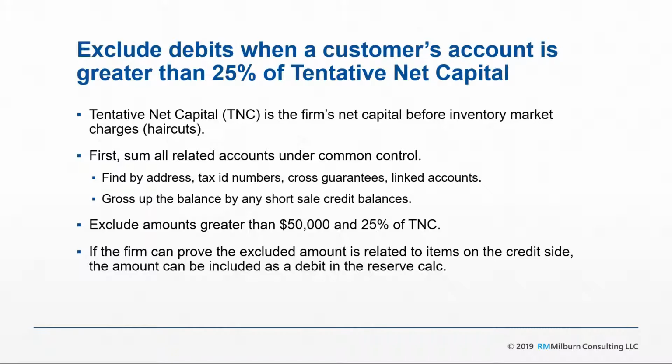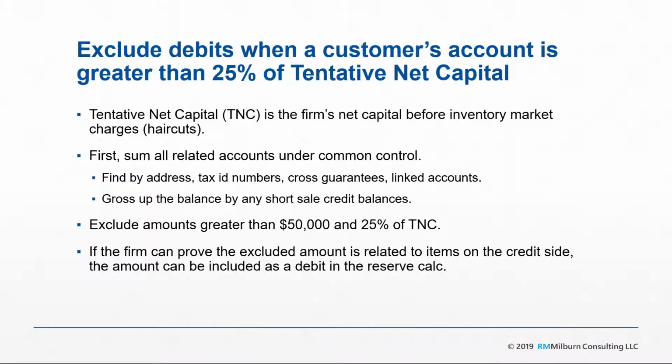All right, now we're going to talk about concentration charges. Concentration charges are reductions in the amount of debits that can be included in the reserve calculation, and they occur when either a customer's account is greater than 25% of tentative net capital, or if an individual security issue that is part of the collateral of these margin accounts is greater than 15% of the total collateral that's allowed for the margin accounts. Let's talk about the customer accounts first.